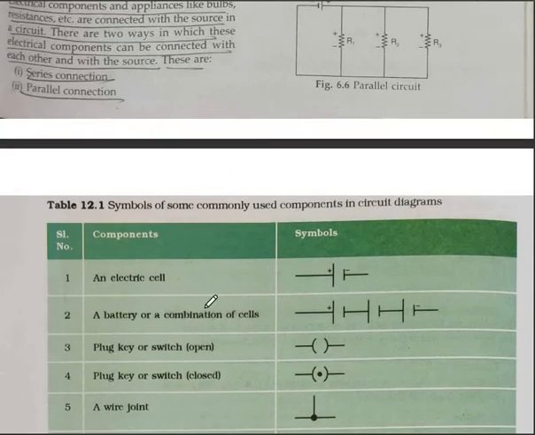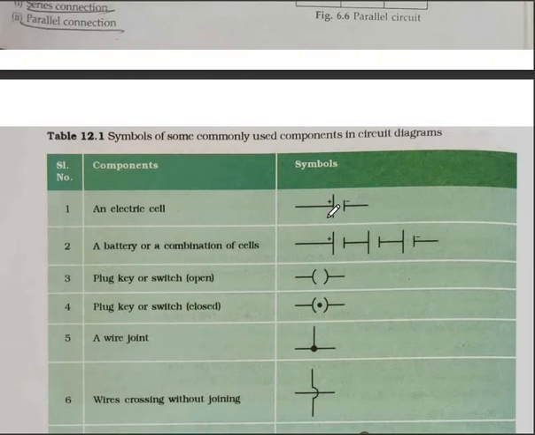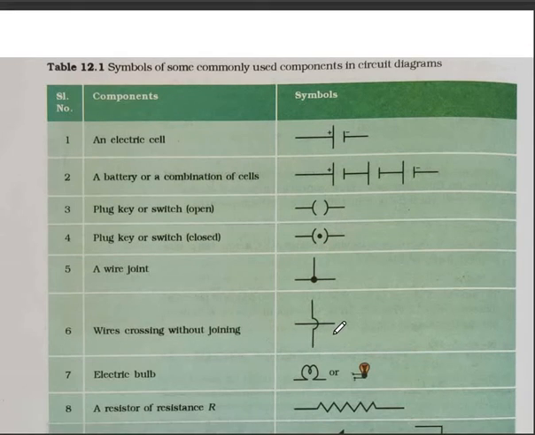Now, elaborately I am showing you the symbols again, which we are using to make the circuit diagram. That is a single cell, that is a battery or combination of many cells, where the taller one is positive, the shorter one is negative. This is an open switch, plug key, and that is a closed switch, plug key also you can call. Already I told about wire joint, wires crossing without any connection, without joining.